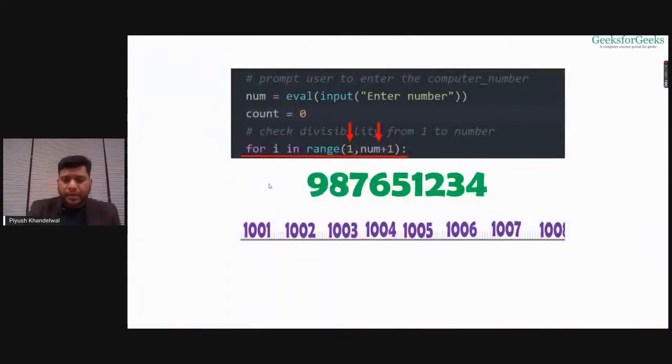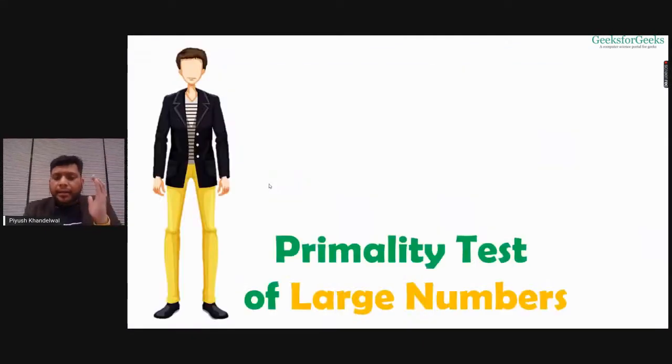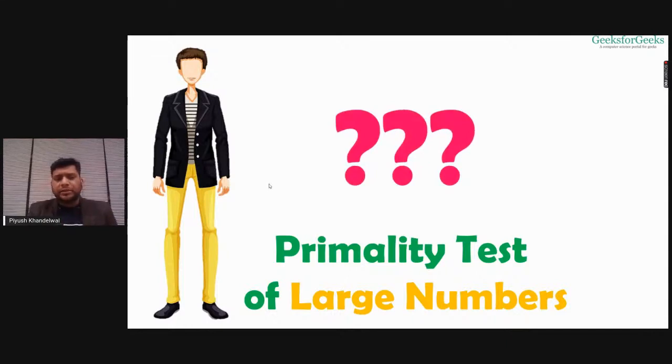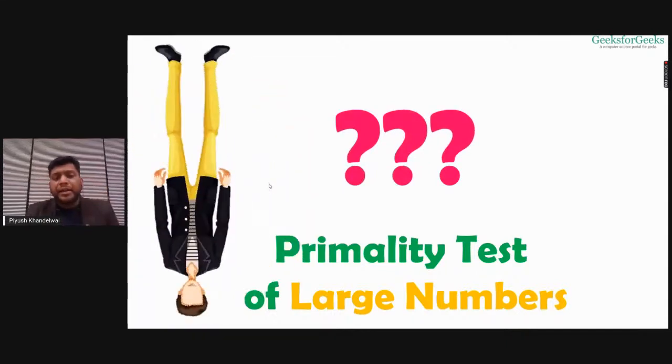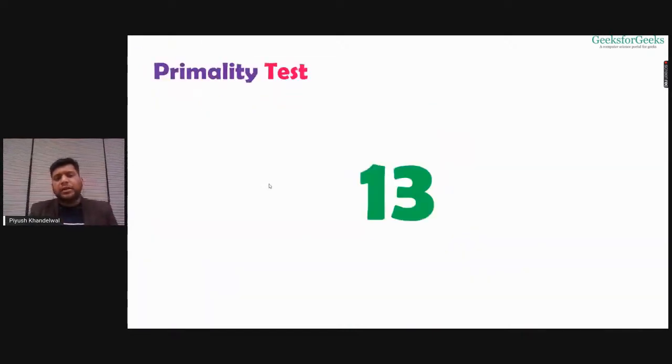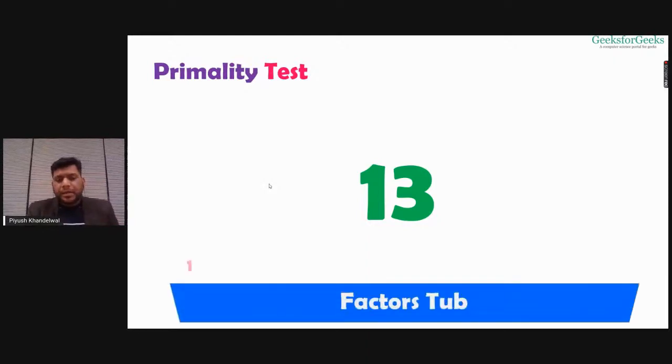So now the problem is, is it not possible for us to do the primality test of large numbers? Can't we do the primality test of large numbers? So yes, we can, but we need to change the way we are looking at the problem, right? Right now, what we saw is that a prime number is a number which has two factors, 1 and 13, or 1 and itself. Now you see, this is what our definition was.